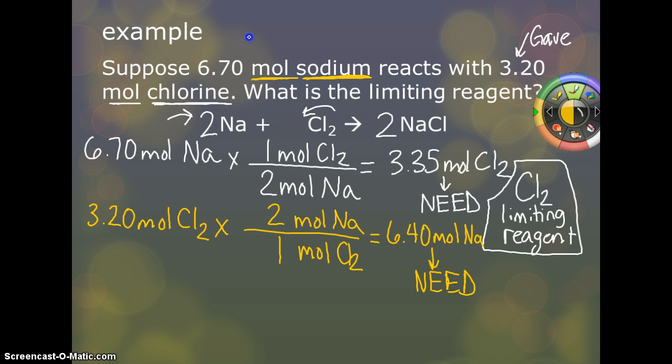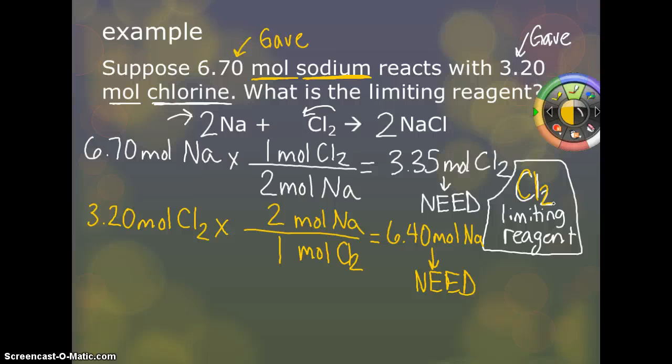And they gave you 6.7. So the item costs $6.40. You have $6.70. Do you have enough to purchase that item? Yes. If the answer is yes, then the other substance is your limiting reagent. So you can see that you're going to get the same answer either way. It just depends on which one you start with.